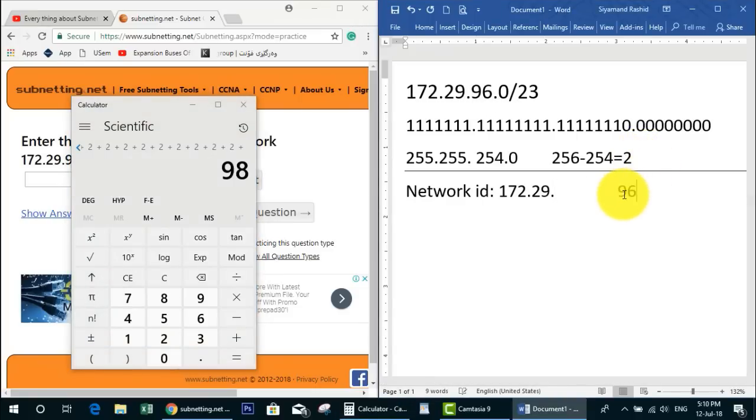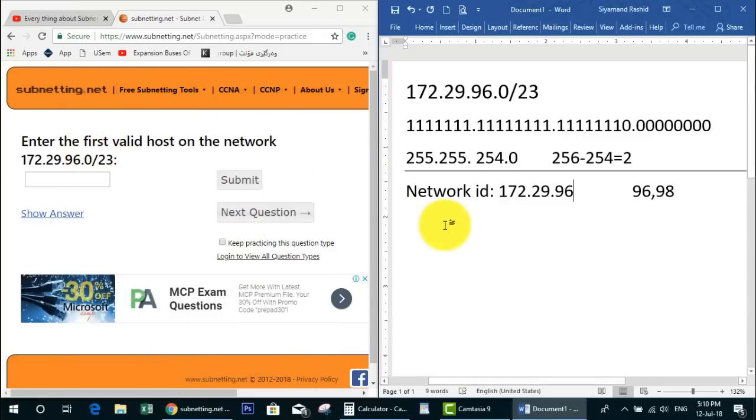Before it was 96, then 98. We always use for the network ID the number which is before the last number. So 96 is our network ID. The question asks for the first valid IP address, so it should be 172.29.96, and because we have 0, we use 0 plus 1 equals 1.